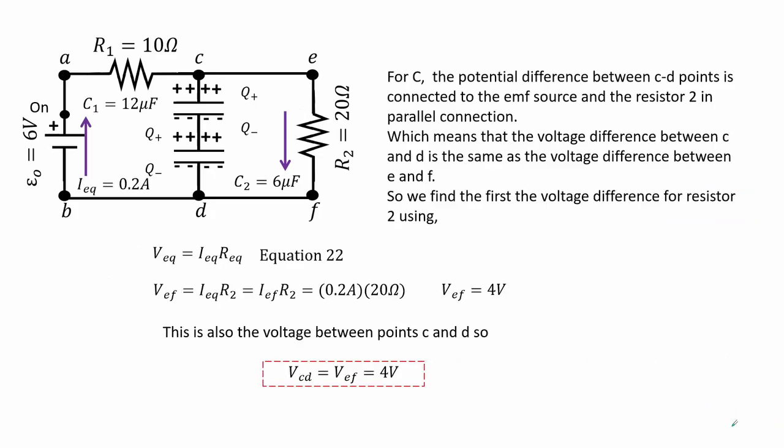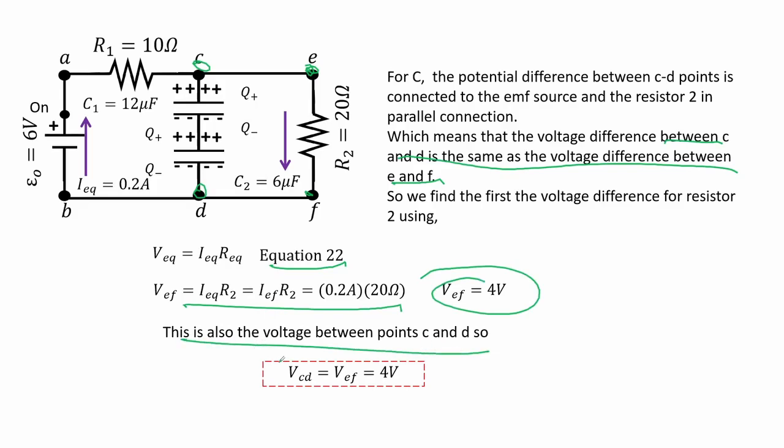For letter C, the potential difference between CD points is connected to the EMF source and resistor 2 in parallel connection, which means that the voltage difference between C and D is the same as the voltage difference between E and F. So we find the voltage difference for resistor 2 using equation 22, which gives us 4 volts. This is also the voltage across points C and D where the capacitors are.